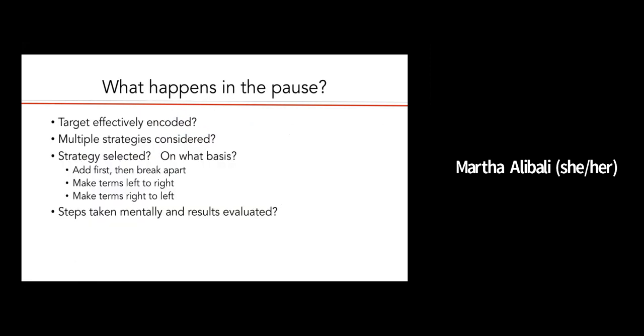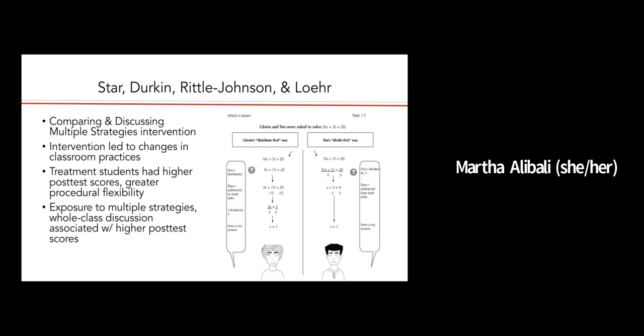If we are thinking about what's happening in the pause, that might also give us insight into what processes we can support in students. So do we need to support students effectively encoding the target, or considering the set of alternatives, or having some basis for choosing among the strategies? What are the targets that we would like to support? And this brings us to the third talk. What should we encourage students to be doing in that pause?